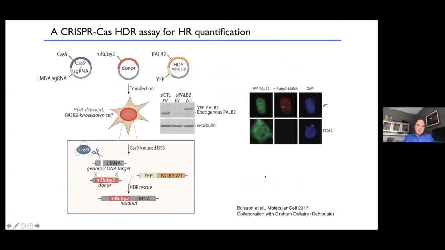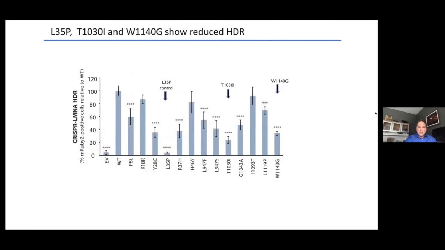We also use this CRISPR-Cas HDR assay that I mentioned previously. In this case, we use Cas9 that will cleave in a lamin A locus. Following homologous recombination, you will insert an mRuby reporter in the locus, so you can score mRuby positive cells as a surrogate for the levels of homologous recombination. Again, we could see that these three variants were defective in CRISPR-Cas induced HDR.